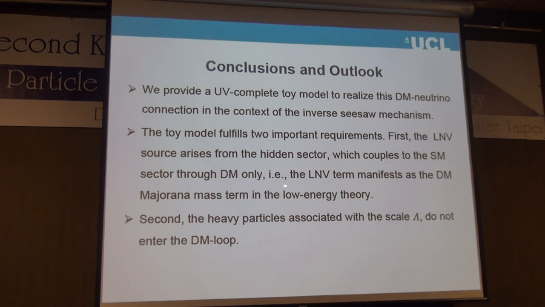And as I tried to emphasize before, this toy model fulfills two requirements. The first, the lepton number violation comes from hidden sectors, and is passed down to the stellar sectors only through dark matter. The second, the heavy particles associated with the scale lambda actually do not enter the dark matter loop, which makes this model more predictive.